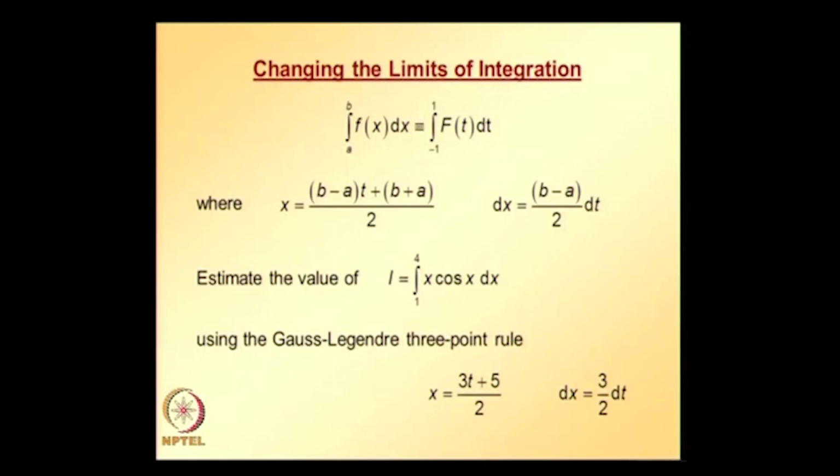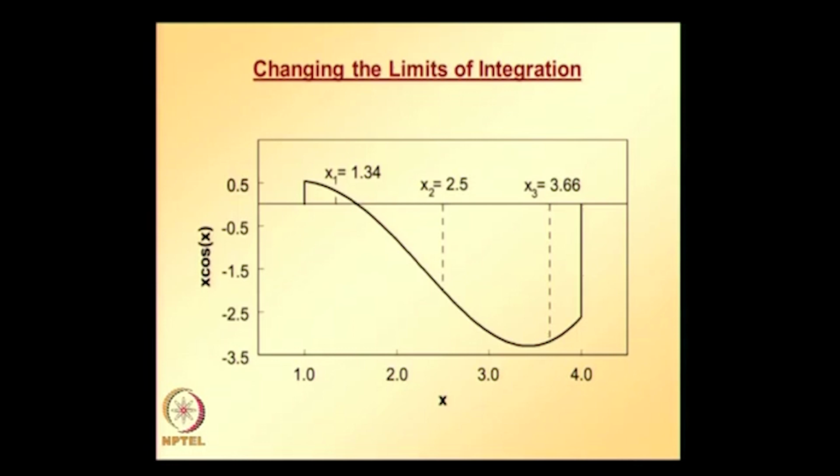So making these substitutions, we can proceed as we already discussed by taking 3 points. We already know what the locations are and what the corresponding weights are. So when we make this substitution of x in terms of t and dx in terms of dt, the integral 1 to 4 x cos x dx becomes this. The x cos x is plotted here as a function of x, and the locations of the integration points are shown in this figure. So we need to evaluate the function at these points.